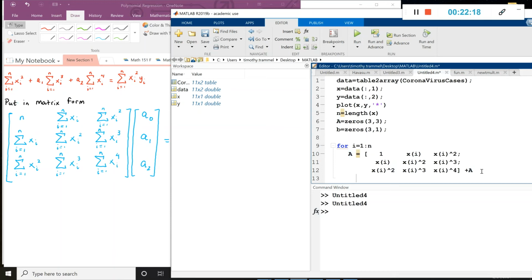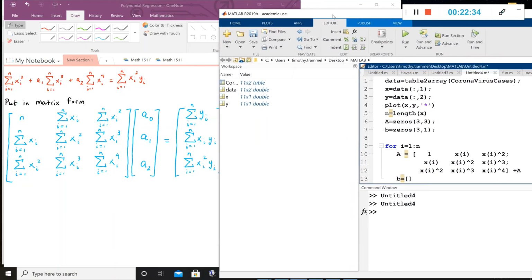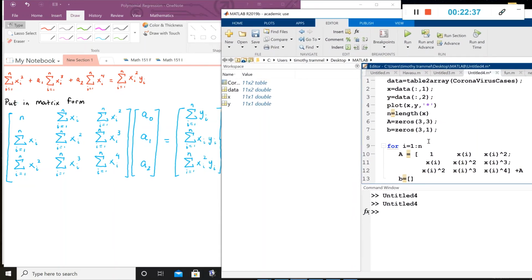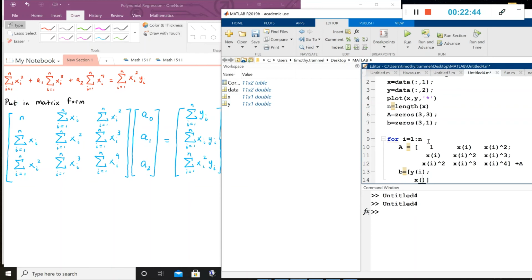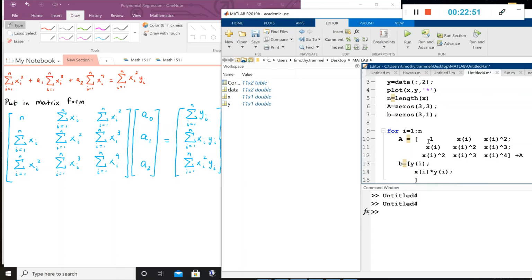We're going to need one that also generates B. So B equals, and let's start that. I'm going to move this over a little bit so we can see what the B vector looks like. The first thing was the sum of y sub i, and then x of i times y of i. And then the last one should be x of i squared times y of i. And so that ends that.